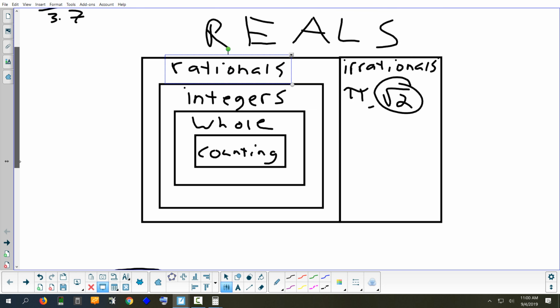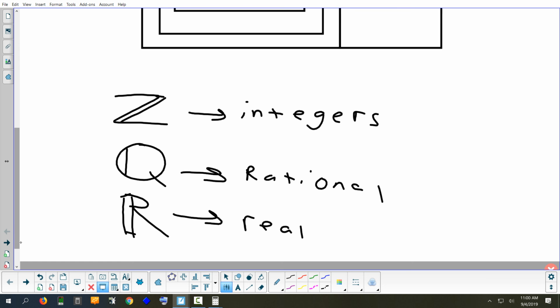So some of these number sets have abbreviations, okay, single letters. These are all in your book. They're kind of weird, so I just drew them the best that I can.